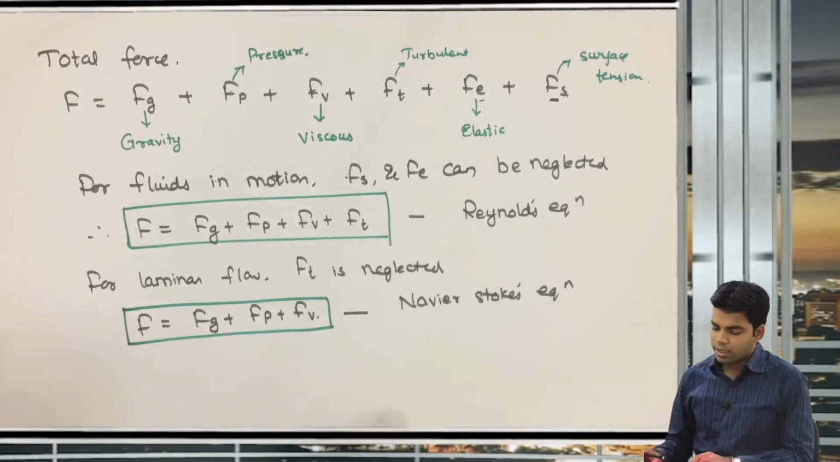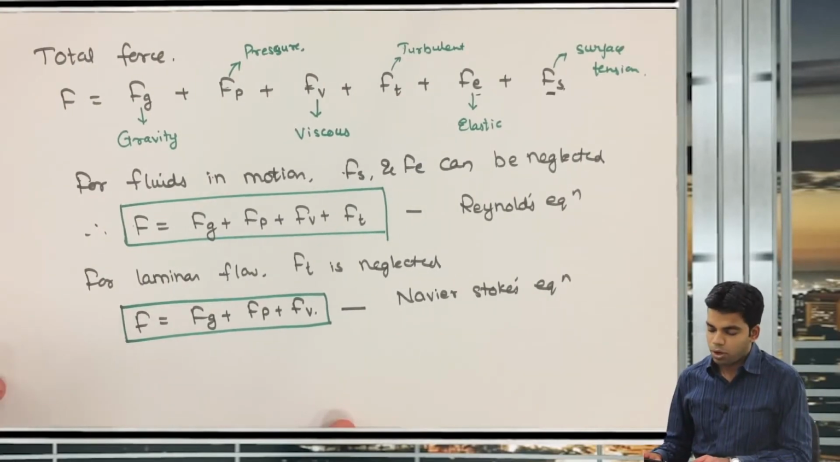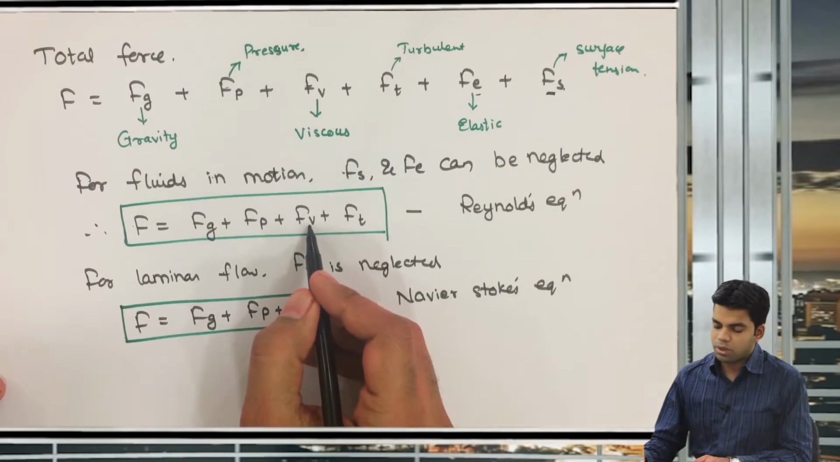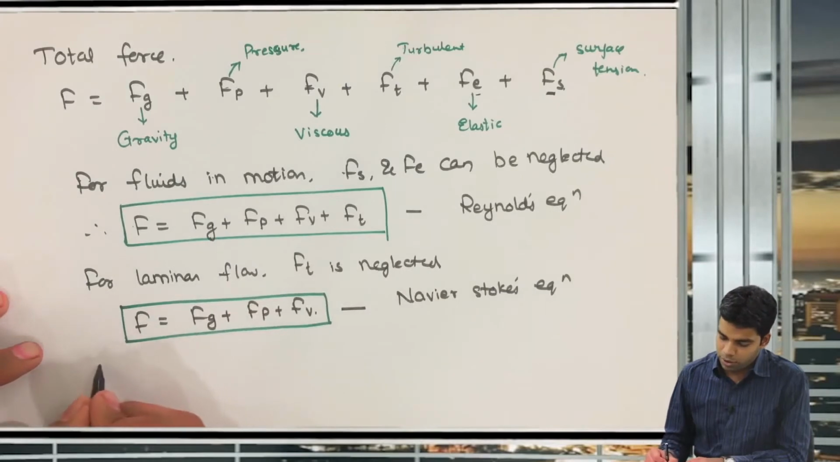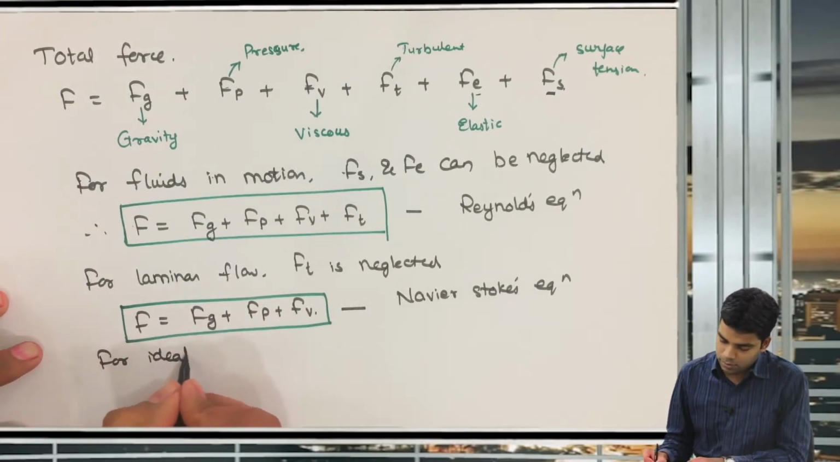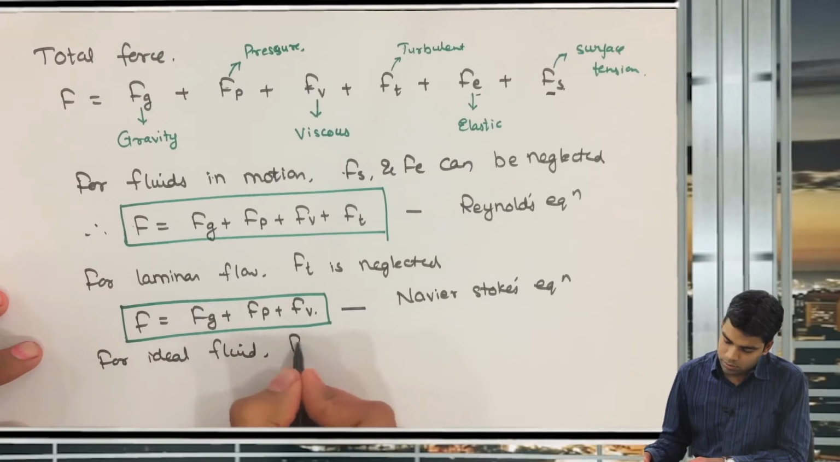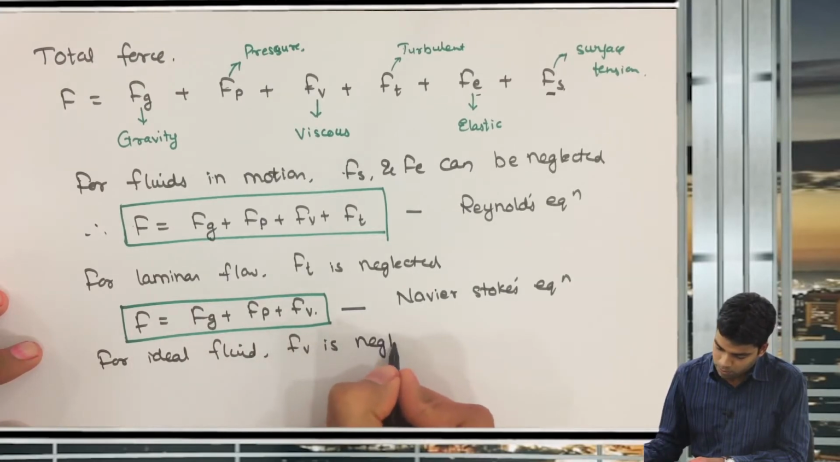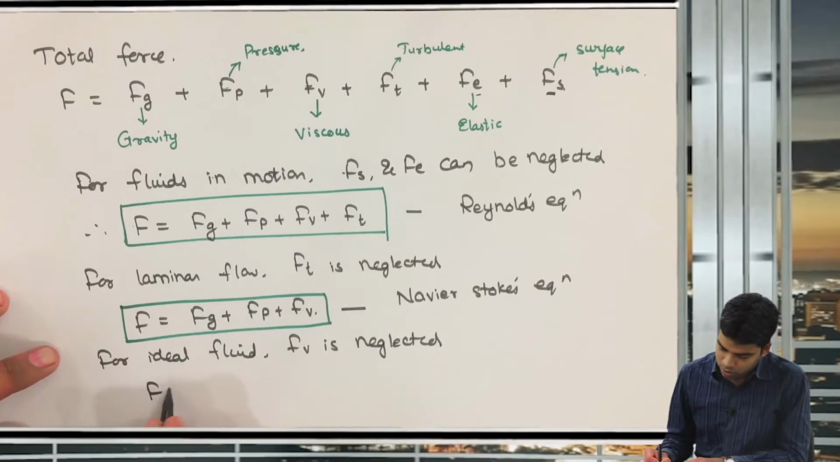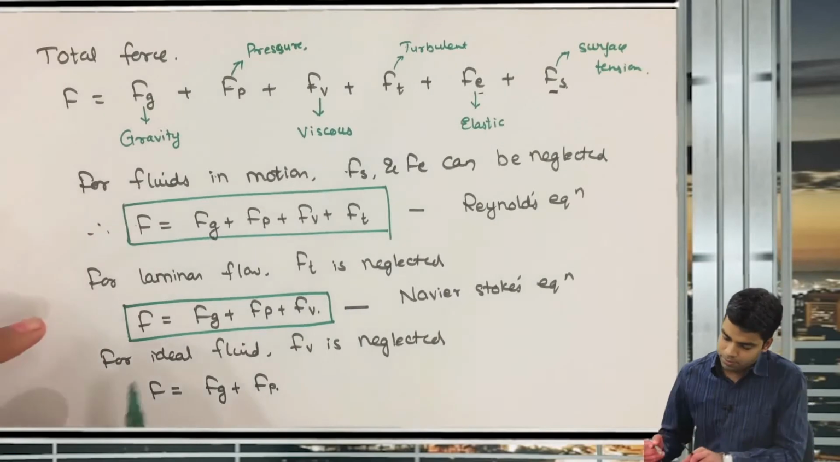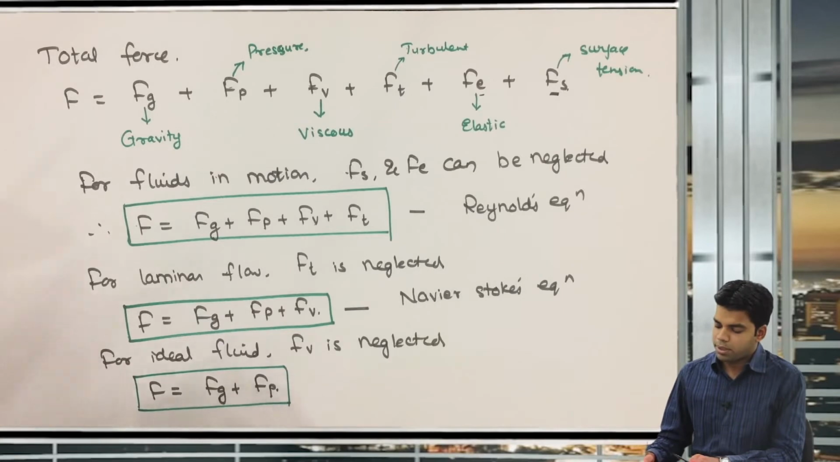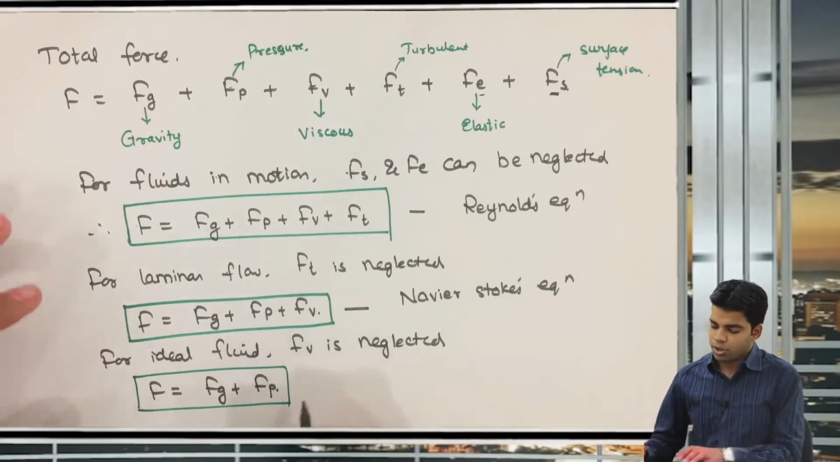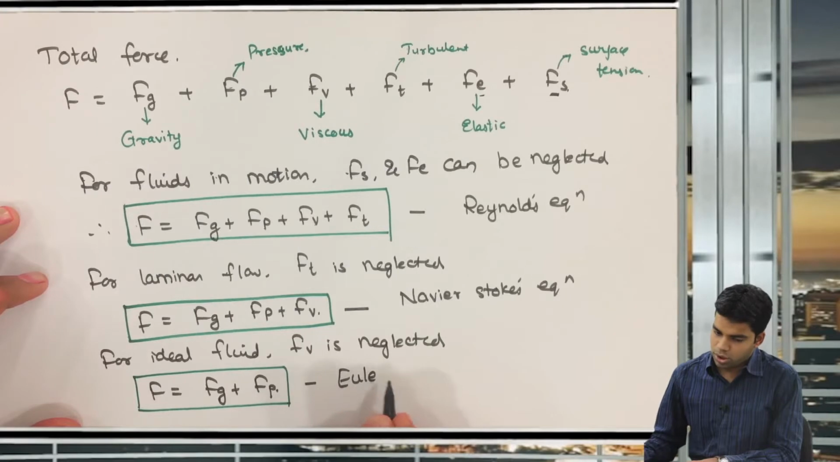Okay, now again let's suppose we have an ideal fluid. For an ideal fluid, obviously the viscous force will be equal to 0 and we will get only gravity force and pressure force. So for an ideal fluid Fv is neglected, and we will get the total F equal to Fg plus Fp. A very important thing: total F is equal to the gravity force, which is nothing but the body force, plus the pressure force. And this equation is known as Euler's equation of motion.